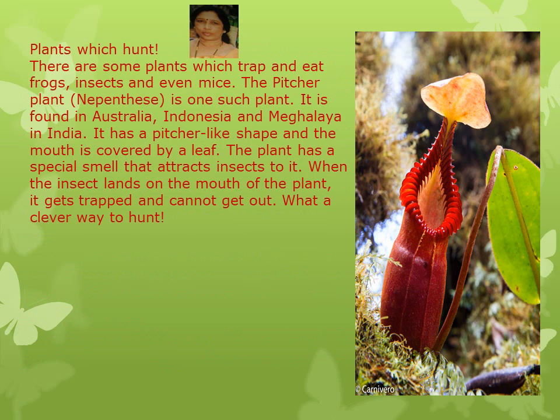Plants which hunt. There are some plants which trap and eat frogs, insects, and even mice. The pitcher plant, also called nepenthes, is one such plant. It is found in Australia, Indonesia, and Meghalaya in India. It has a pitcher-like shape. Pitcher means a pot-like shape, and the mouth is covered by a leaf. The plant has a special smell that attracts insects to it. When the insect gets trapped and cannot get out, what a clever way to hunt!